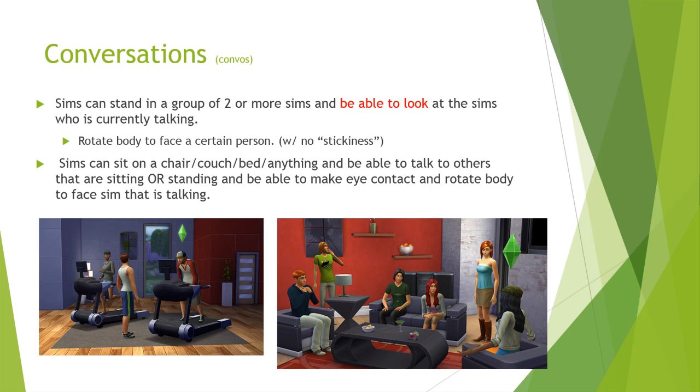It's awesome. And they can rotate their body to face a certain person with no stickiness. I explained that before. Sims can sit on a chair, a couch, a bed, or anything and be able to talk to others that are sitting or standing, make eye contact, and rotate their face and their body to look at the Sim that is currently talking.